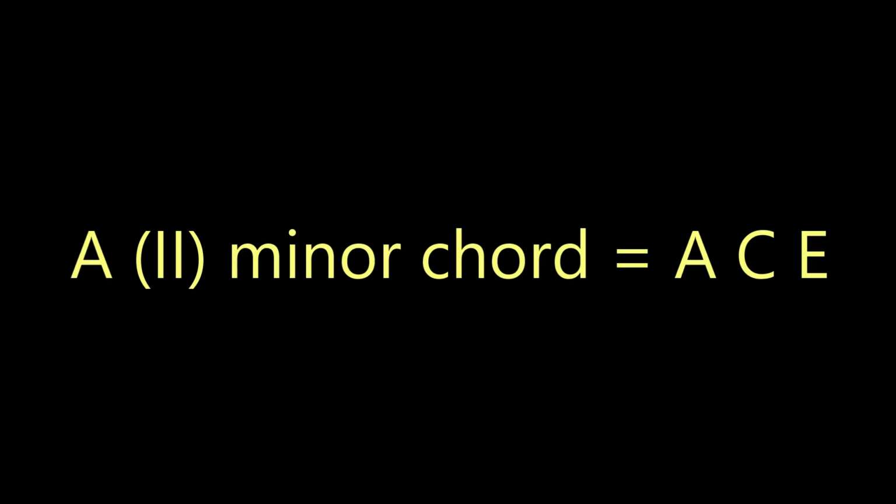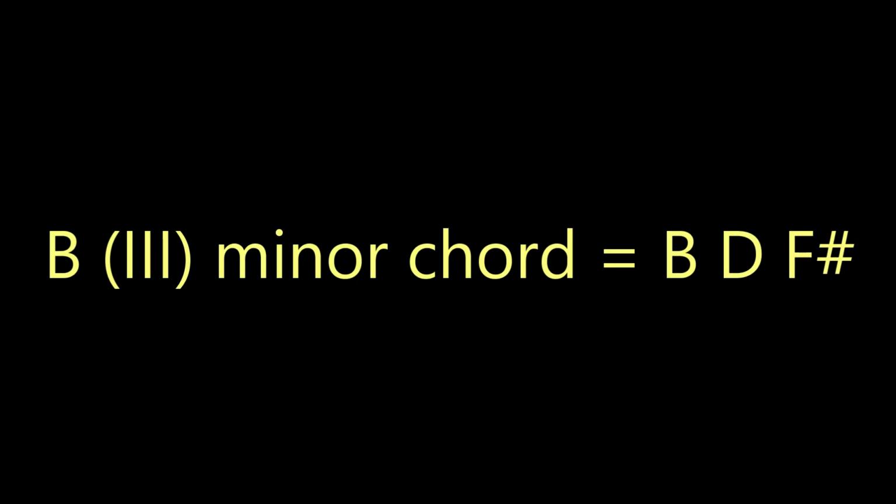If we start on the note A, play every other note, and stop after 3 notes, we have the notes A, C, and E. These are the notes of an A minor chord. Because the root of the chord is A, which is the second note in the G major scale, we call this the 2 chord in the key of G. If we start on B, play every other note, and stop after 3 notes, we have the notes B, D, and F sharp. These are the notes of the B minor chord. Because the root of the chord is B, the third note in the G major scale, we call this the 3 chord in the key of G.